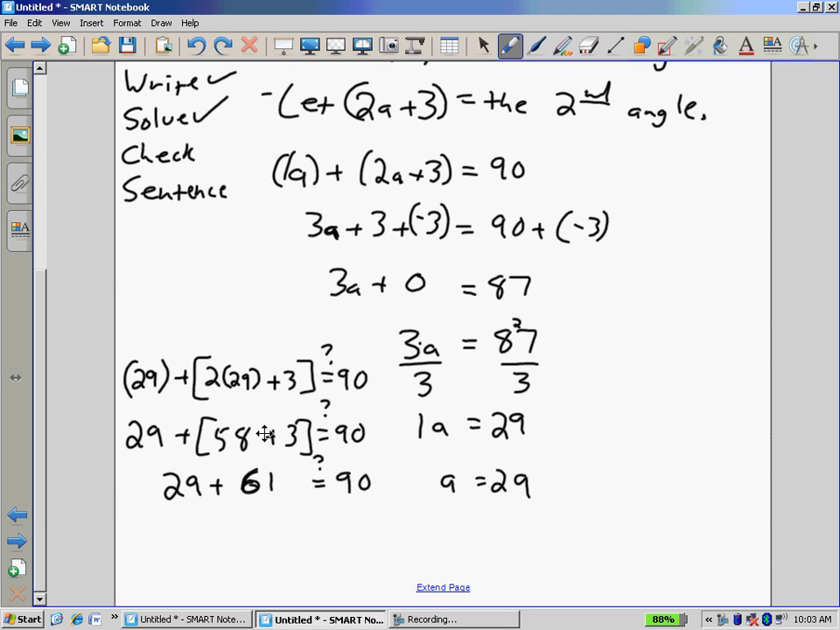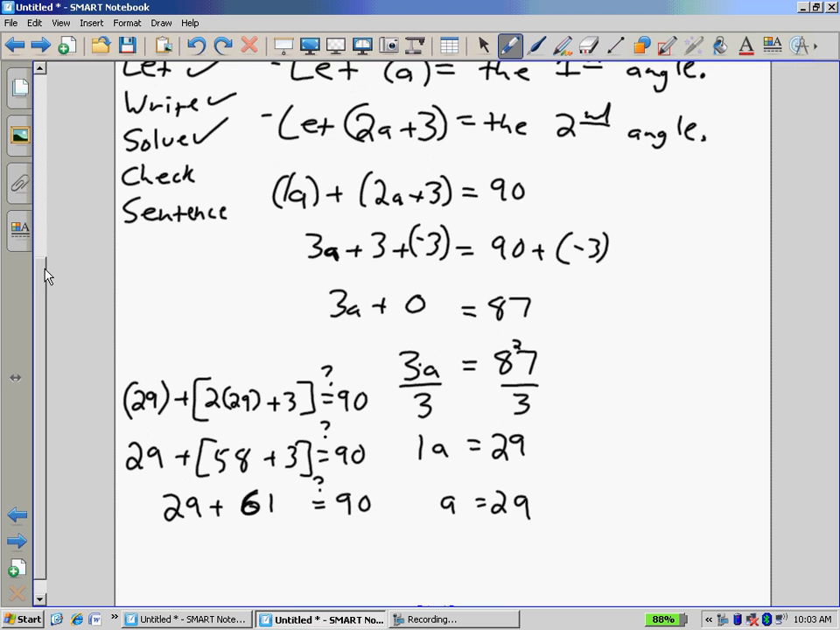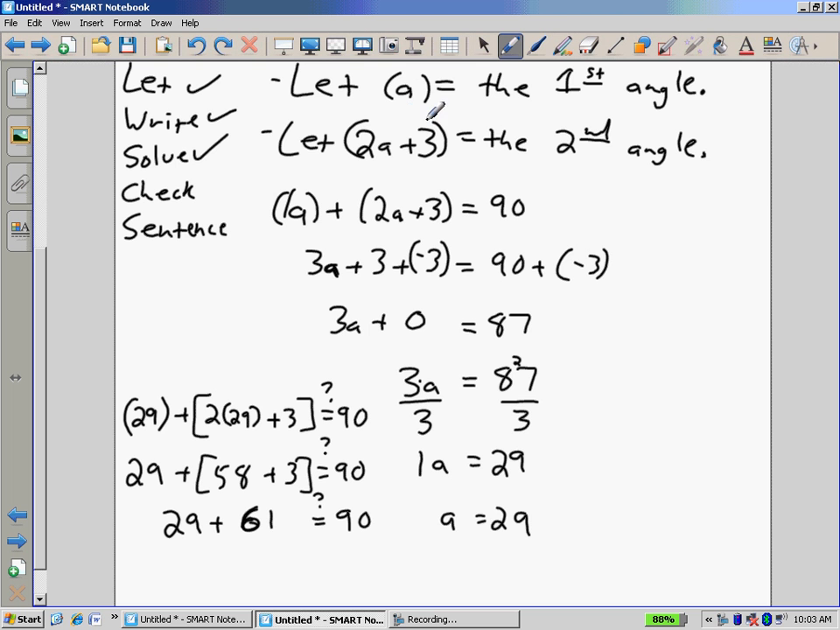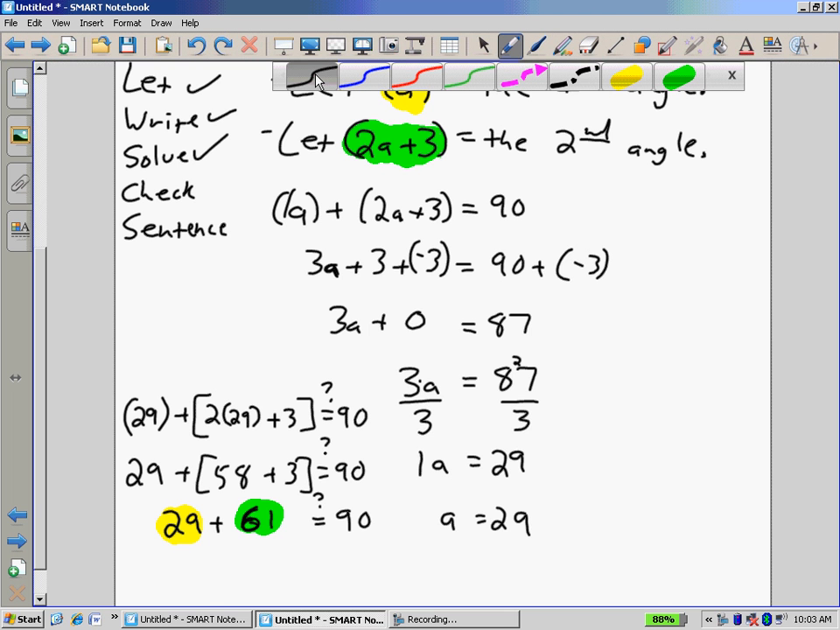Now, I don't know if you noticed, but I like to put these parentheses around the variable statements and the lets. The reason I like to do that is because when we come back to the let statement, I can very quickly see what the two are supposed to be. I had parentheses around the A. Well, guess what? A is supposed to be 29. That's one of the two angles. Here, 2A plus 3 is supposed to be the second angle. Well, 2A plus 3, that is 61. So it tells me very quickly which one is which.